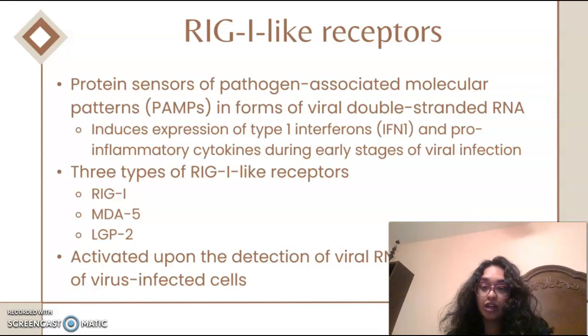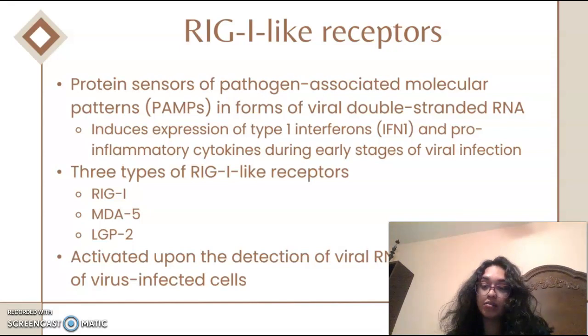And in general, there are three types of RIG-I-like receptors, which are RIG-I, which is the retinoic acid-inducible gene 1, MDA5, which is melanoma differentiation-associated protein 5, and LGP2, which is laboratory of genetics and physiology 2. However, for this presentation, I will be focusing on RIG-I and MDA5.